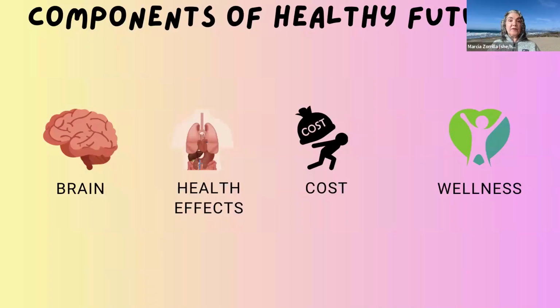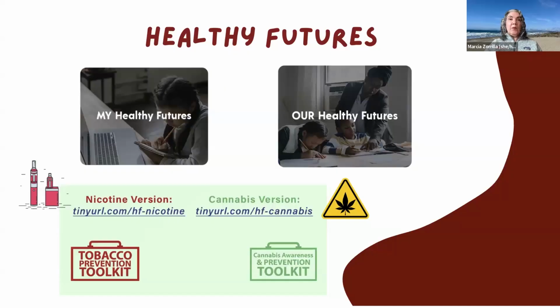All of the Healthy Futures has these four components. So we're talking about the brain, the health effects, the costs, and then we talk about wellness. Within the Healthy Futures, we have what's called the My Healthy Futures, and then we have the Our Healthy Futures. We'll be doing a deep dive into what that is, but the My Healthy Futures is a self-paced course, and then the Our Healthy Futures is a small group intervention.